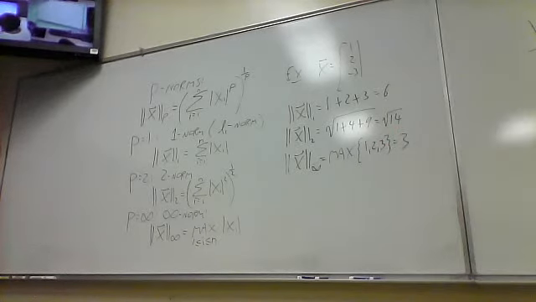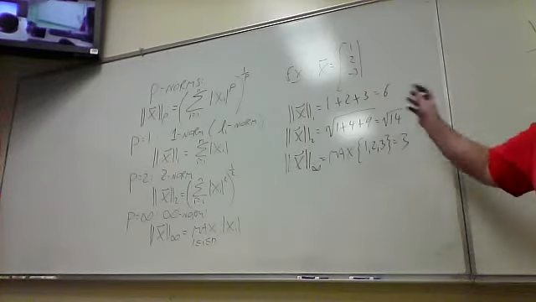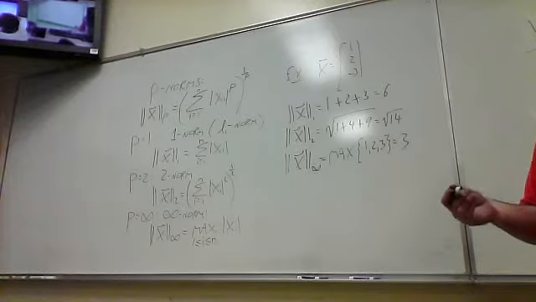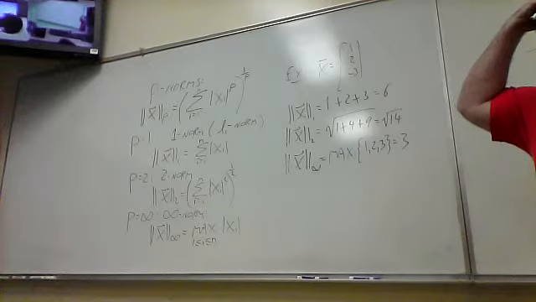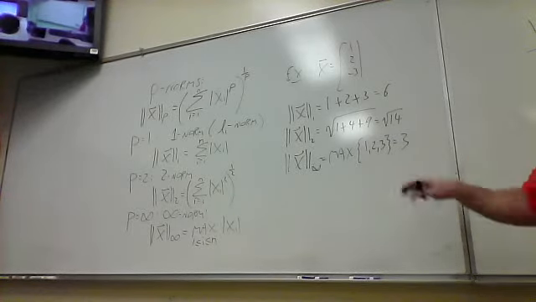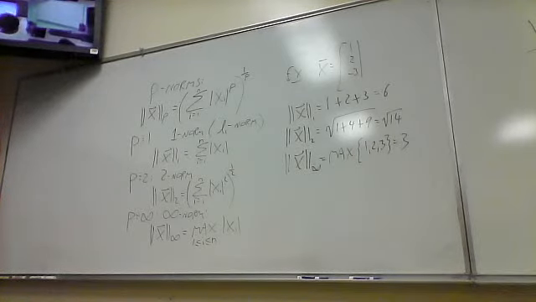Notice that as p increases, the value of the norm decreases, because all of the elements are given equal weight in the 1 norm. But as you increase p, the smaller elements give less and less of a contribution. And so by the time we get to the infinity norm, they're not making any contribution at all.